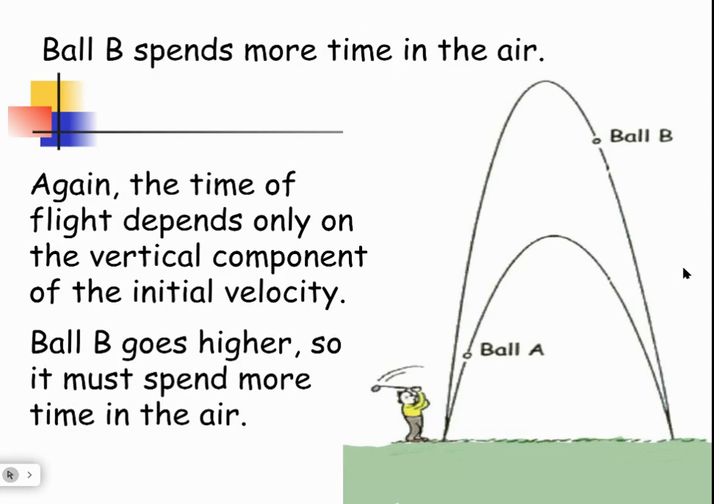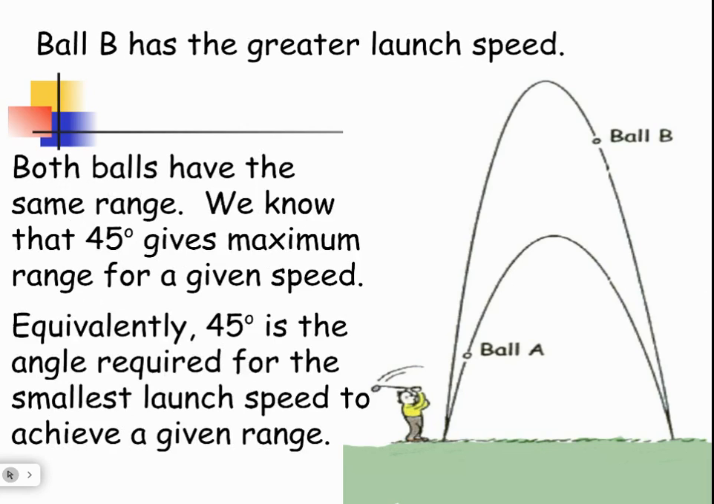So again, the time of flight depends only on the vertical component of the initial velocity, and B goes higher, so it must spend more time in the air.